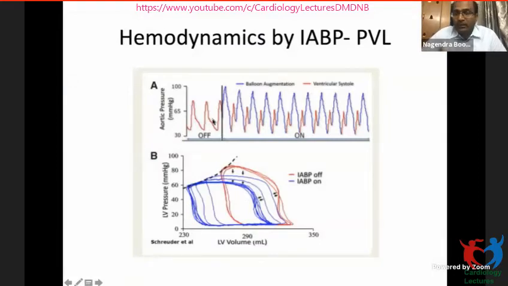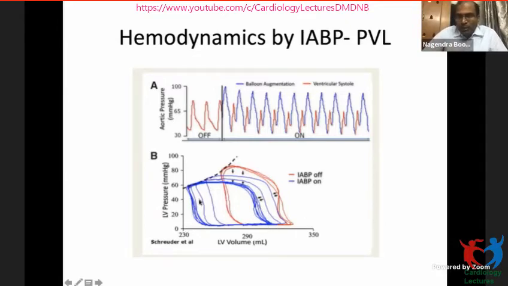So what happens with different mechanical support devices? This is your IABP. The red one is without IABP, the blue one is with IABP. Definitely, end diastolic volume decreases. But the end diastolic pressure-volume relationship is not a linear line, it's a non-linear line. The effect that has happened on the end diastolic volume may not get reciprocated directly to the end diastolic pressure. So the difference is not seen much here.